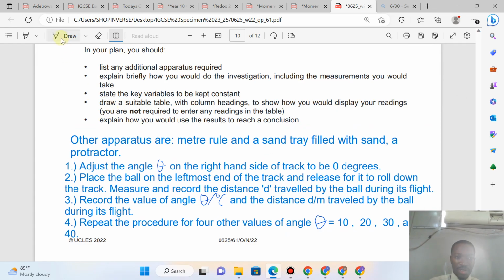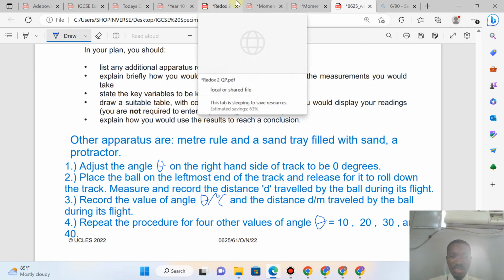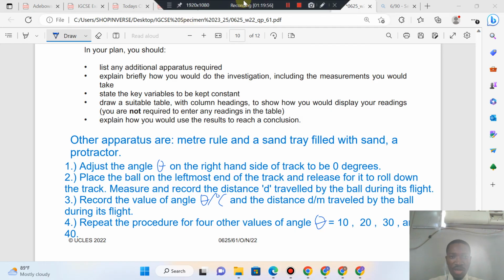The next question says, draw a suitable table with column headings to show how you will display your readings. You are not required to enter any readings in this table. So what are the headings you use for the columns? What column headings will you use in this experiment?